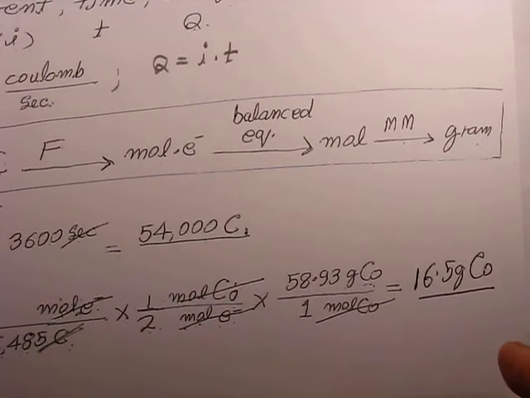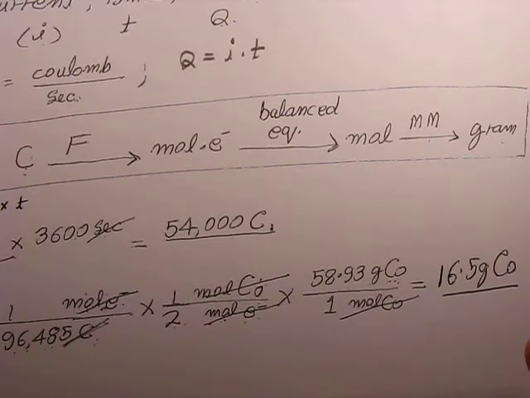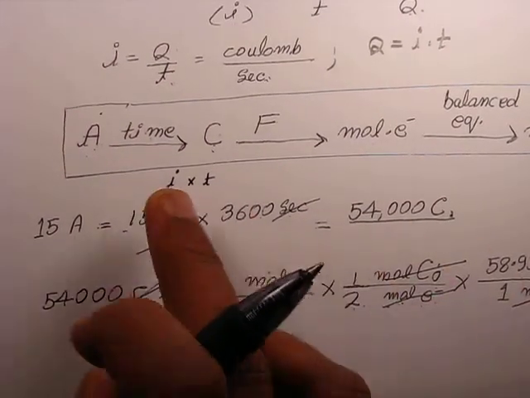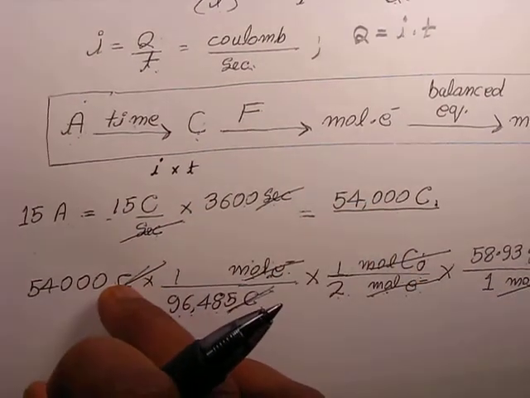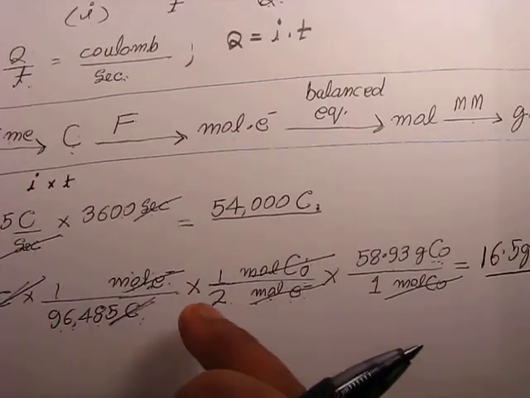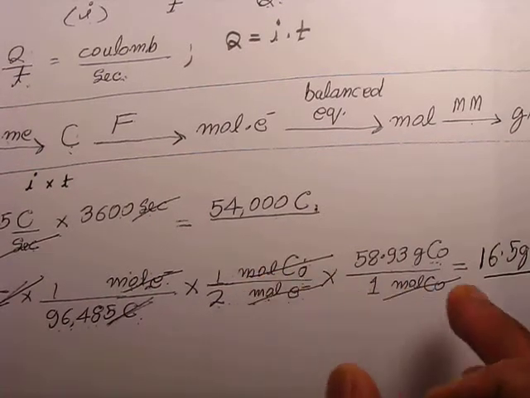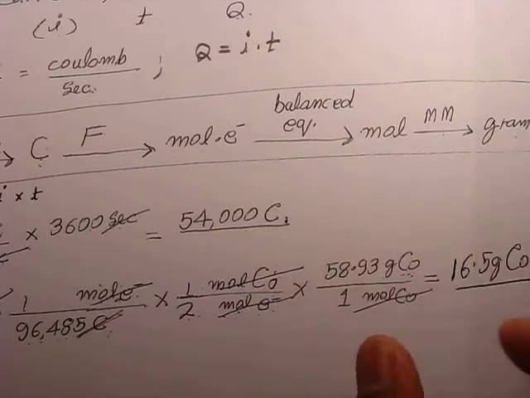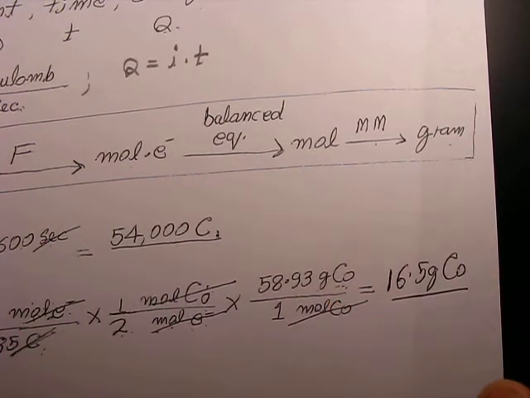So this was the flow chart for this type of electroplating or electrolysis question. Ampere multiplied by time, you will get the coulomb, and coulomb charge divided by the Faraday constant gives you the number of moles of electron. Then you have to find out how many moles of electrons are required to generate 1 mole of metal, or cobalt, and then multiply by molar mass to get the quantity in grams.